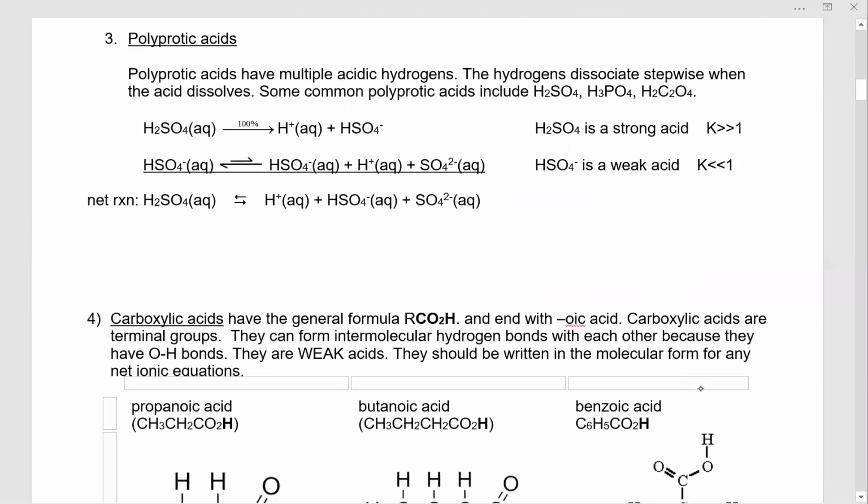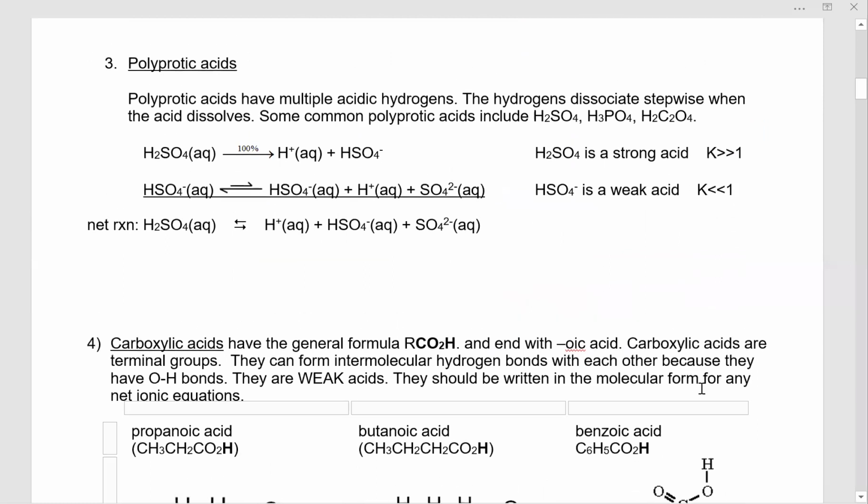We also have something called polyprotic acids. Polyprotic acids have multiple acidic hydrogens. The hydrogens dissociate stepwise when the acid dissolves. Some common polyprotic acids include sulfuric acid, phosphoric acid, and oxalic acid. So let's take a look at a stepwise dissociation.